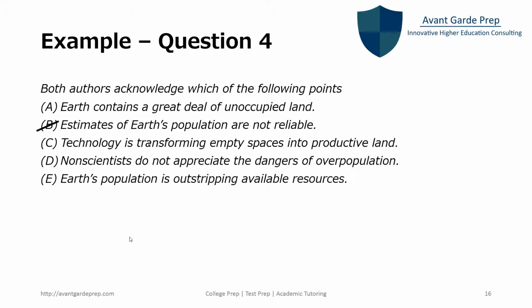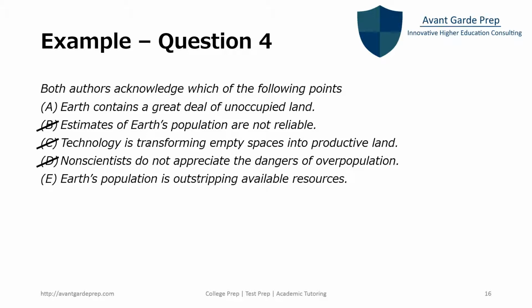C says technology is transforming empty spaces into productive land. Okay, again, if we were just to consider one passage or the other, this would not make sense for passage 1, because passage 1 does not discuss empty spaces in terms of their productivity. Passage 2 does. It talks about it being places for producing the things that we need, but it doesn't talk about technology at all. So really, both of them eliminate this answer. D, non-scientists do not appreciate the dangers of overpopulation. Neither author specifies or mentions scientists versus non-scientists and how they view the dangers of overpopulation. So D is not a good answer either.